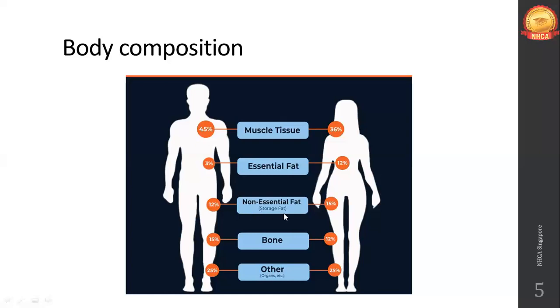Okay, non-essential fat storage is 15% for females, for males it is 12%. Bone is 12% for females, 15% for men. Okay, and other organs are almost similar.